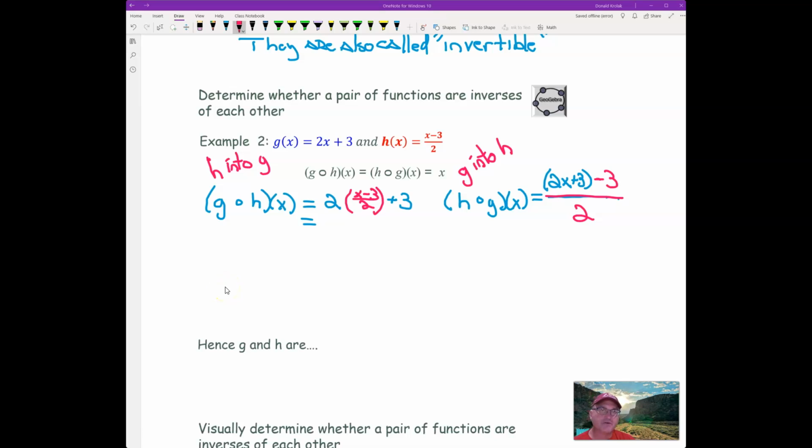Okay, here are my respective compositions, and when we simplify these, those cancel. All right, and so now I got x minus 3 plus 3, and that is equal to x. So it passed the first part of the test. Over here, those 3's cancel, and I have 2x over 2. The 2's cancel, and I'm left with x. Hence, okay, hence just means therefore in the world of IB. Hence means look at what I did beforehand, and this is how I'm making this conclusion. g and h are inverses.